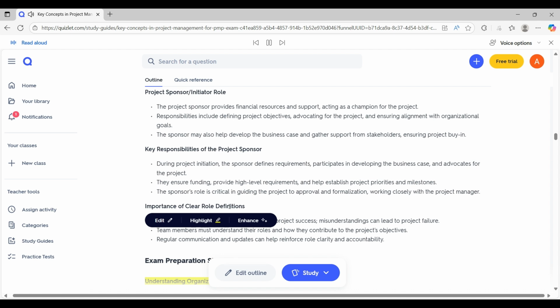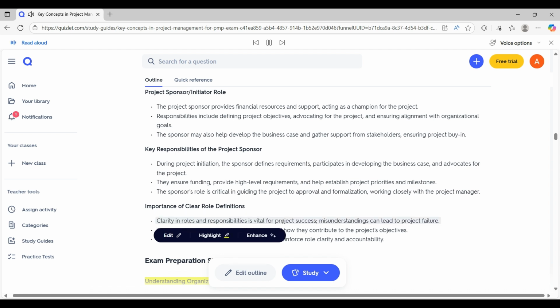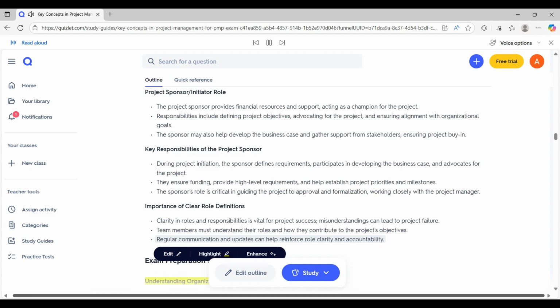Importance of clear role definitions. Clarity in roles and responsibilities is vital for project success. Misunderstandings can lead to project failure. Team members must understand their roles and how they contribute to the project's objectives. Regular communication and updates can help reinforce role clarity and accountability.